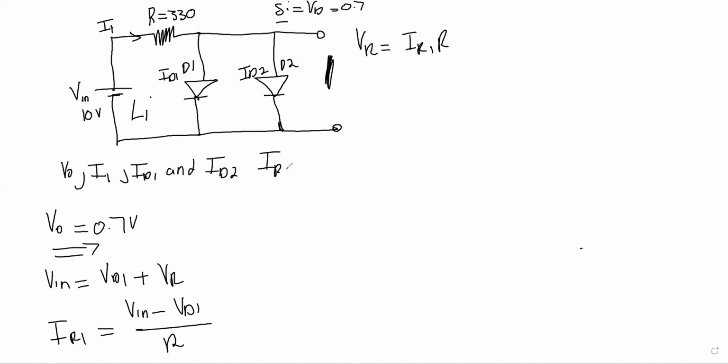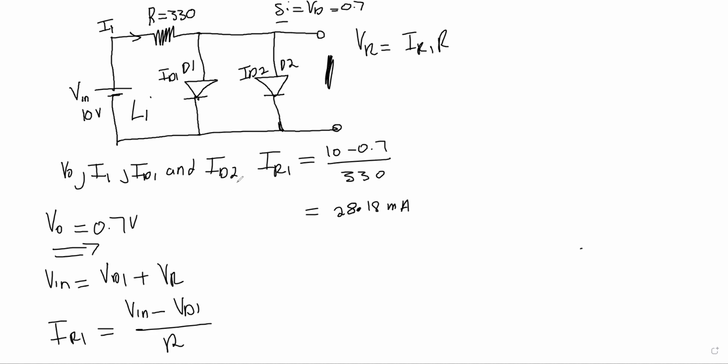Now let's calculate it. It's going to be 10 minus 0.7 divided by 330, which is equal to 28.18 milliamperes. I'll round to 2 decimal places, but normally round off to 3 decimal places, which is the minimum, to be on the safe side. So it's 28.18 milliamperes. That's the current that will flow in I1.